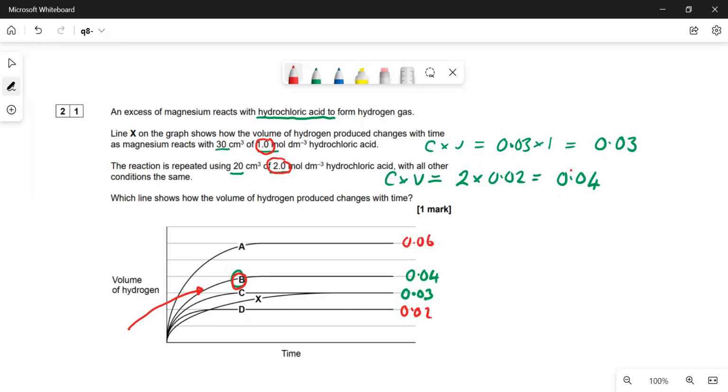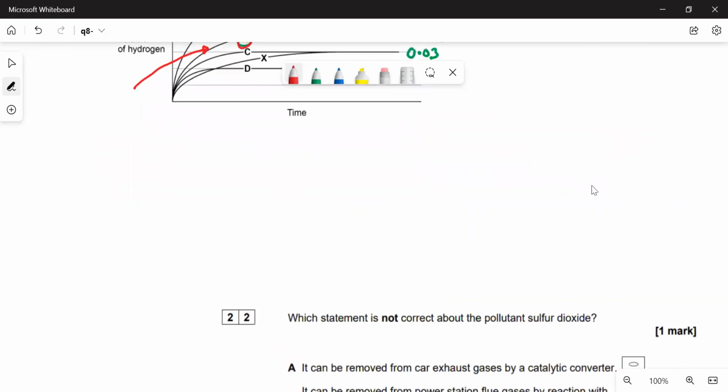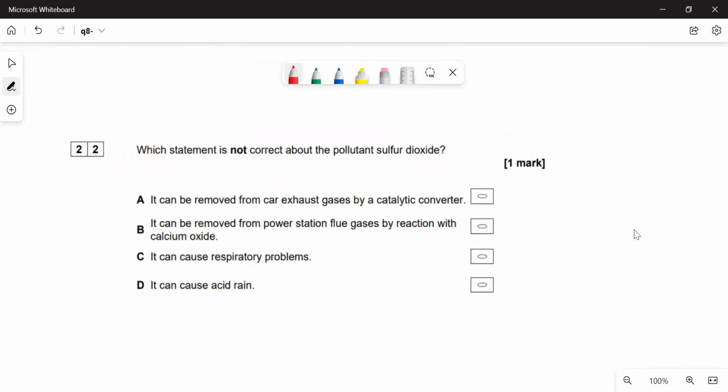Okay, and this is the last couple of questions. 22. Which statement is not correct about sulfur dioxide? It can be removed from car exhaust by catalytic converter. That's wrong. The catalytic converter removes nitrogen oxides like NO, NO2, N2O, and so on. It can be removed from power station flue gas by reaction with calcium oxide. That's true. It can cause respiratory problems, and it also causes acid rain. So A is the correct answer there.